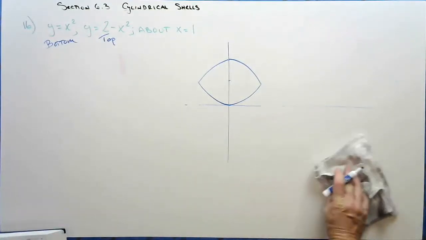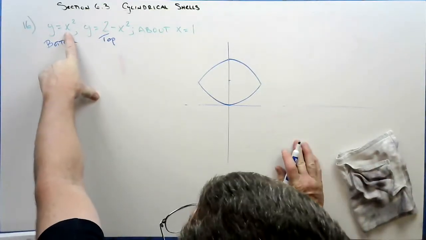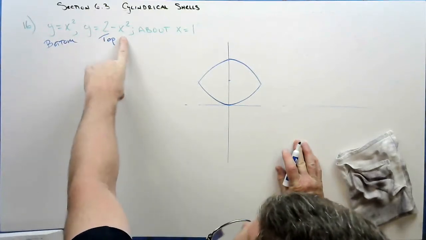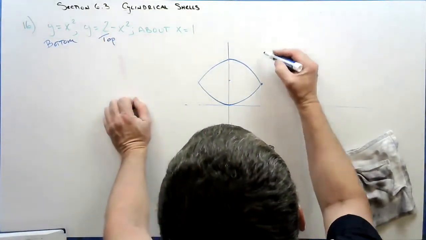This is the parabola on the bottom. They intersect at 1, 1. If I put 1 here, I get 1 squared is 1. If I put 1 here, I get 2 minus 1 is 1. So this is the point 1, 1.